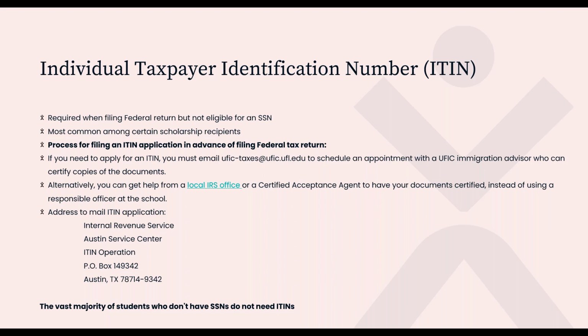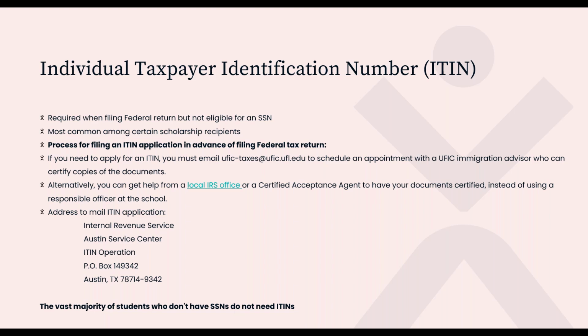So in terms of the application process, the application form is the W-7, and it can be applied for in advance of filing the federal tax return or alongside the federal tax return. But the process does change depending on which route you're going to go down. So in terms of applying for an ITIN in advance of filing the federal tax return, a responsible officer at the school can certify copies of the required documents.